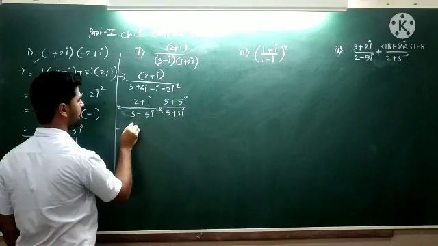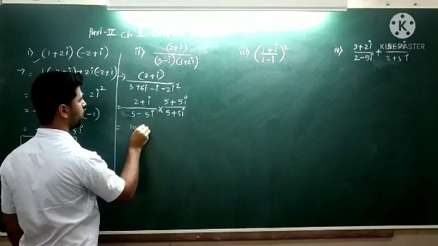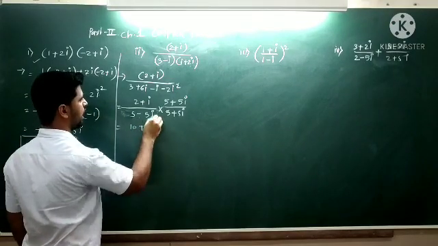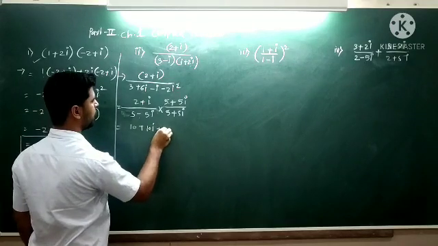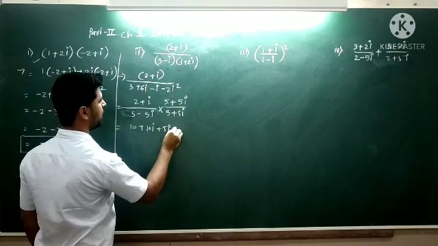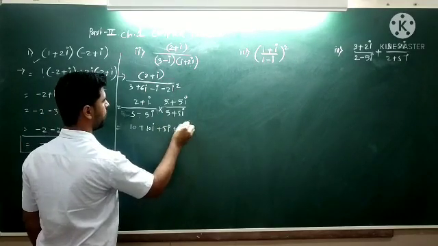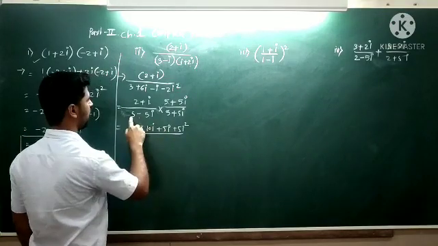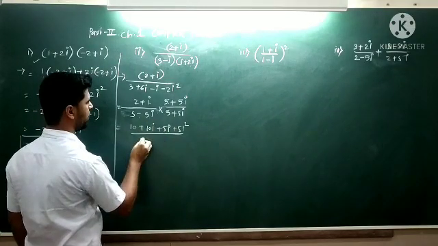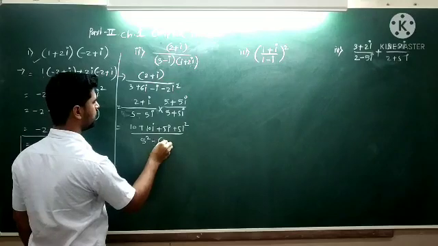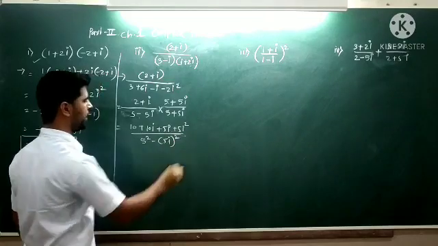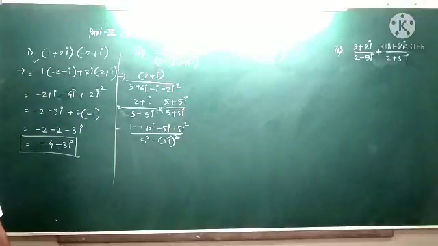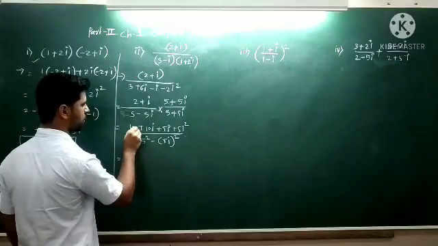So 2 into 5 is 10. 2 into 5i is 10i. i into 5 is 5i, and i into 5i is 5i square, divided by the denominator, where (5 minus 5i)(5 plus 5i) is a square minus b square. That is (a minus b)(a plus b), which is a square minus b square. So this 10.